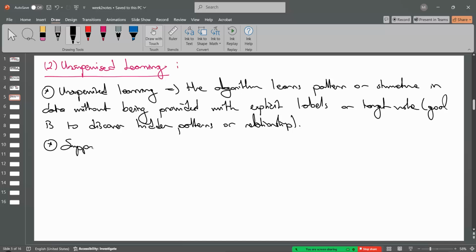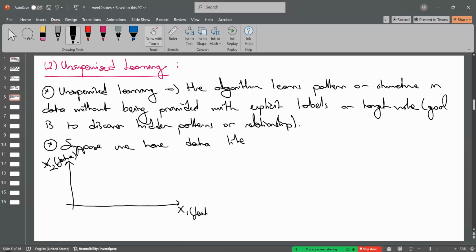Suppose that we have data like this one. If we have these two kinds of input data or features, x2, this is the feature, x1, and this is the feature. For example, this could be the length, this could be the mass, or weight, for a human. And also we can measure our dataset just like this one, or just like this one.